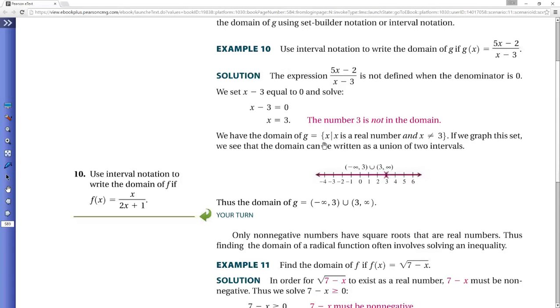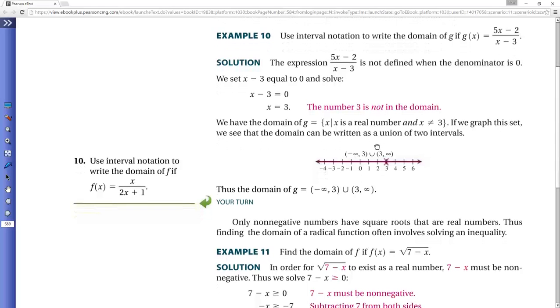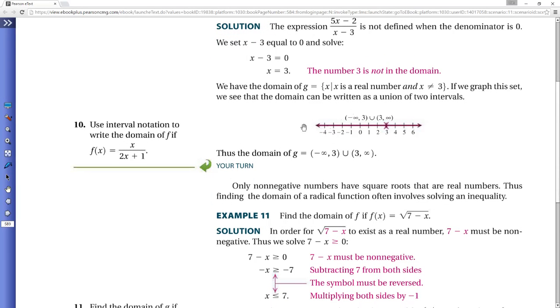So one way to write this would be the set of x such that x is a real number and x is not equal to 3. It means both things have to be true at the same time. I couldn't put "or" here. If I said x is a real number or x is not equal to 3, it means 3 would work in that case. Okay?